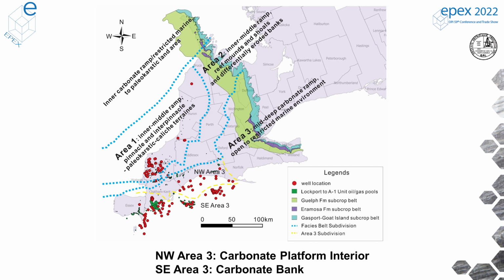Area 1 represents the inner to middle ramp deposition where the pinnacle structures occur. Area 2 represents the ramp deposits where karstification is rare and pinnacle structure is absent. Area 3 represents the inner to middle ramp setting in the northwest to southeast direction. As marked by the yellow dashed line, the northwest end of Area 3 is dominated by carbonate bank deposits, and in southeast Area 3, local reef mound facies developed near the platform edge.